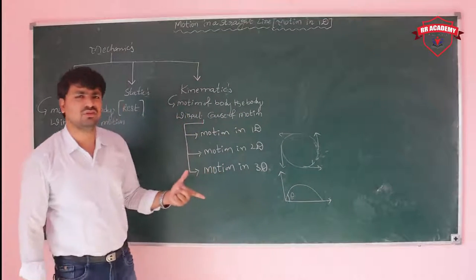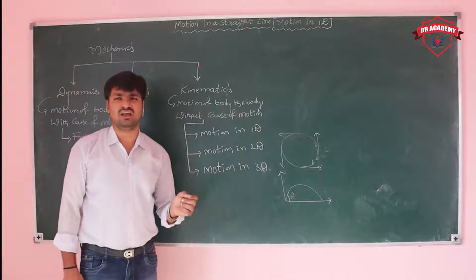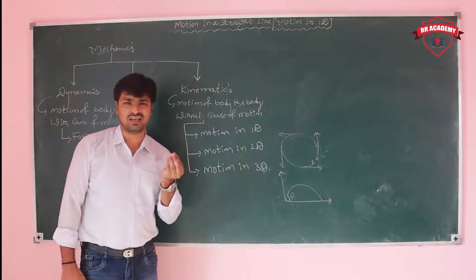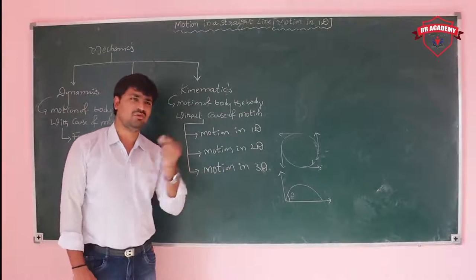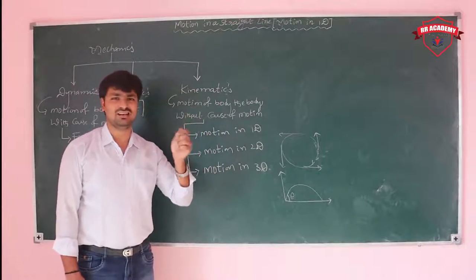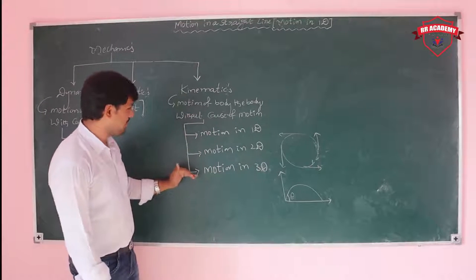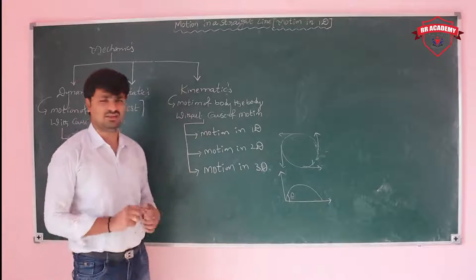What are the examples of 3D? Motion of the dust particles. Motion of the housefly. Makki. So how is it moving? It can move in different directions. And motion of the kite. The kite is also moving in 3D only. So this is simply about the kinematics.